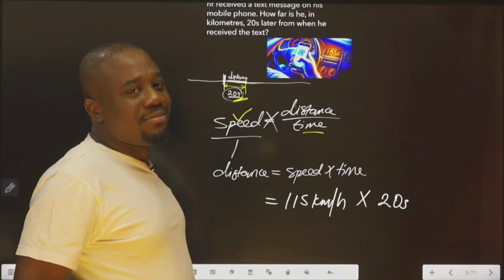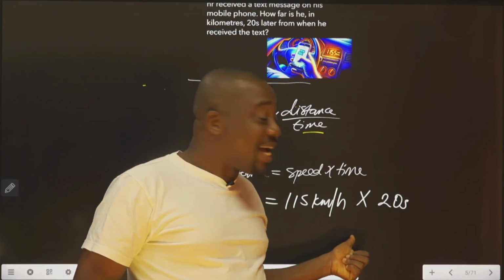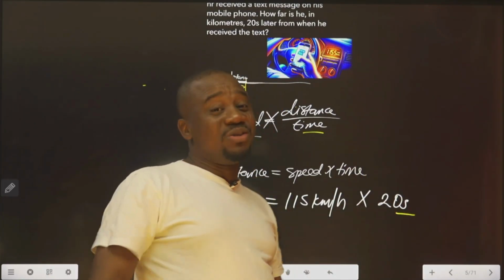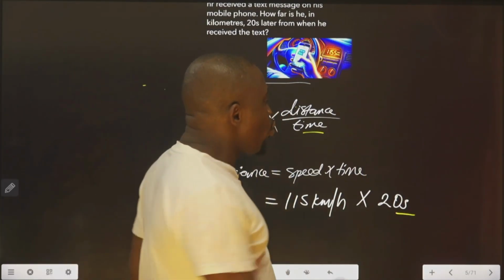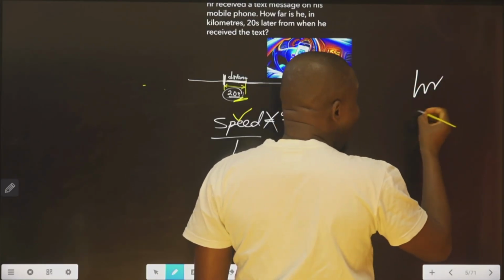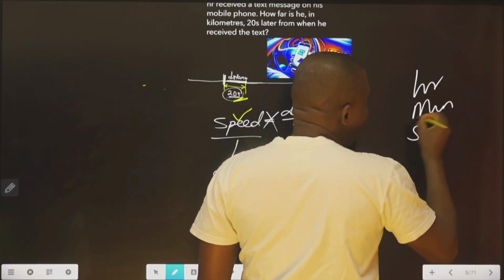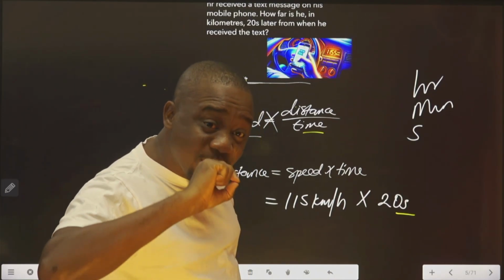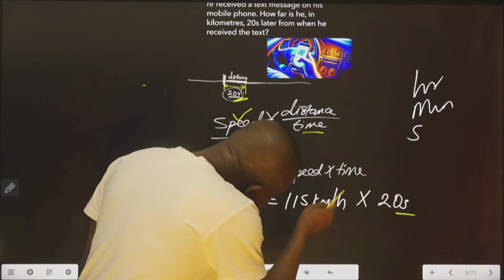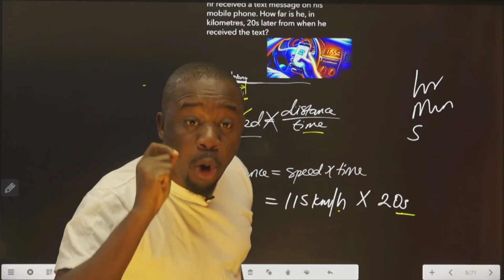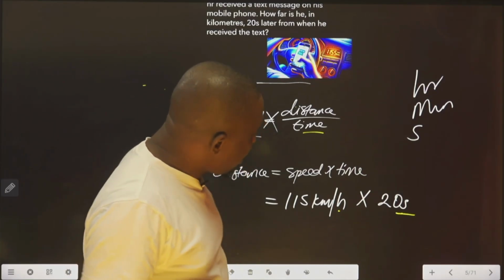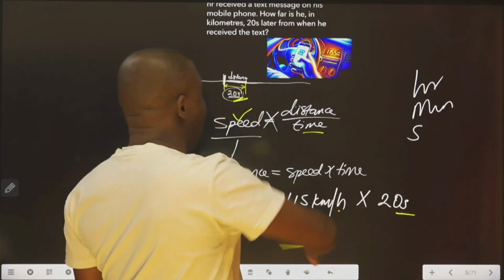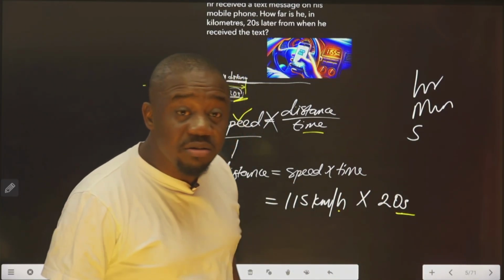But now, this is kilometer per hour, this is in per hour, and this is in seconds. In the realm of time, we have hour, we have minute, we have seconds. If you are working on any question, make sure there is uniformity. As far as hour and seconds are concerned, they are not compatible. Either you go to seconds or you go to hour.